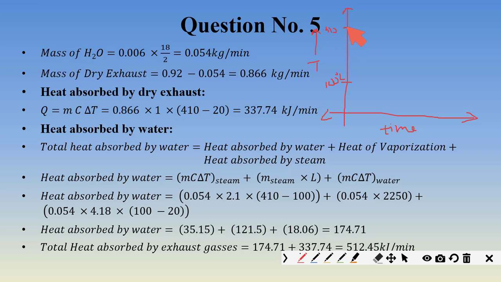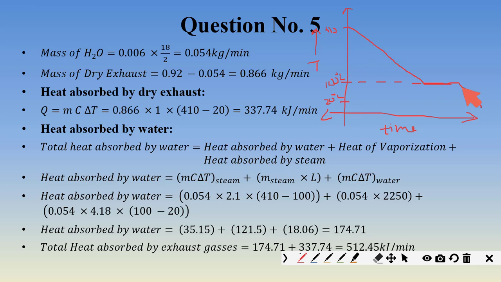Initially what is happening? The steam is cooling down, right? The steam will cool down till it reaches 100 degrees Celsius. Then what will happen? Then the steam will condense. It will remain at the same temperature, 100 degrees Celsius, as it is condensing, and after condensation is complete, again it will start cooling to 20 degrees Celsius, right?